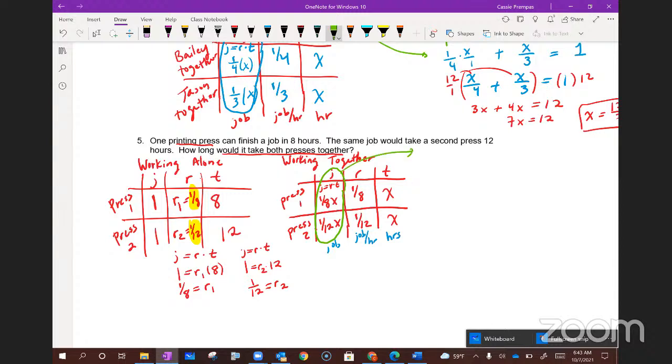So my equation should be press 1, their part, plus press 2's part on the job has to equal one whole job. So I'm going to put that in, and I have X over 8 plus X over 12 is equal to 1.